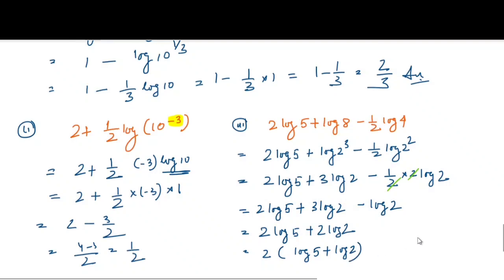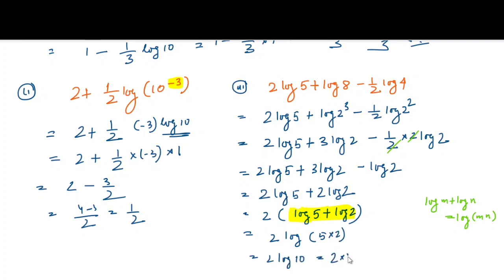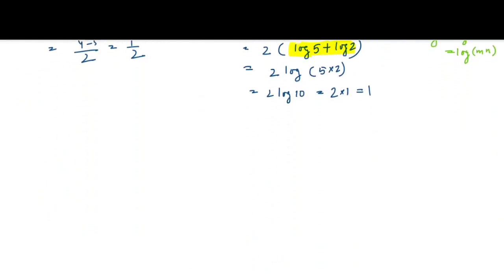Okay. Now you can imagine one thing, that this is actually the formula of log m plus log n. So what is the formula actually? Log m plus log n is equal to log mn, isn't it? So we'll use the same one here: 2 log 5 into 2, that is 2 log 10. So 2 into 1 equals 2. Interesting.